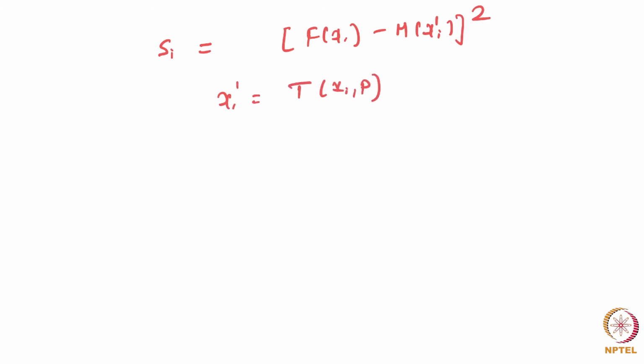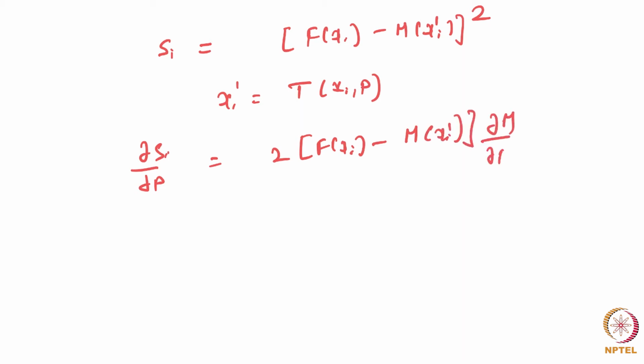The least squares loss function for one pixel: Si is basically f of xi minus m of xi prime, squared. Here xi prime is nothing but the transformed coordinate. Now if I take delta Si by delta p, then you have 2 times f of xi minus m of xi prime, times delta m by delta p at xi prime.